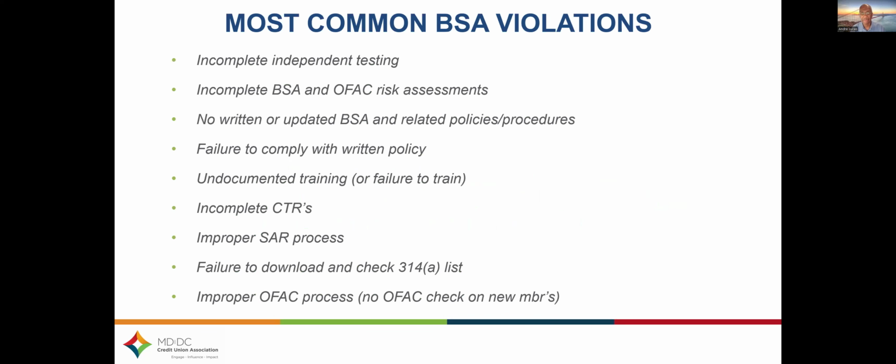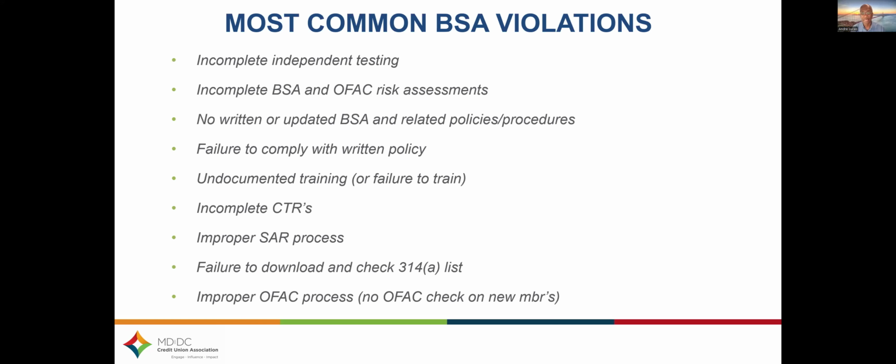Most common BSA violations: incomplete independent testing. That's common. It happens, unless you're on a strict program where you're getting it done all the time. Incomplete BSA and OFAC risk assessment. As you see, they're both separate, BSA and OFAC risk assessment. If they are not complete and they do not fit your credit union, what is your credit union doing overseas, whatever. So make sure you have members that are abroad, okay?